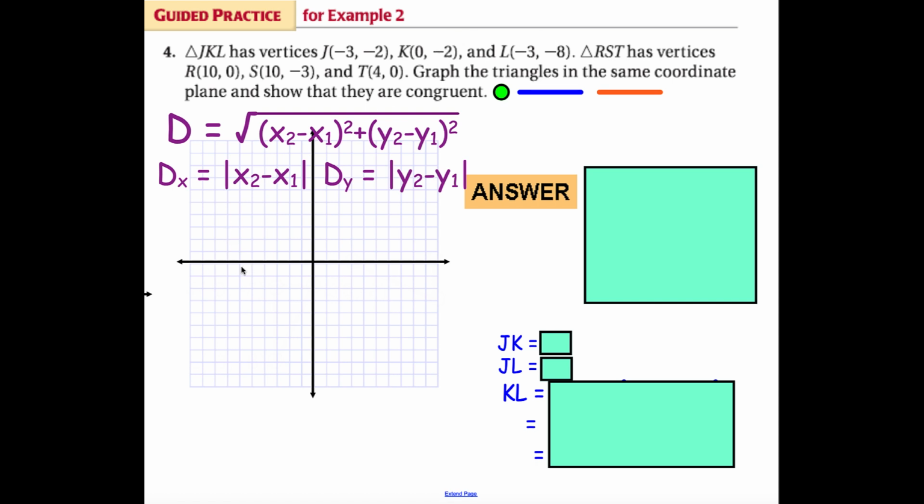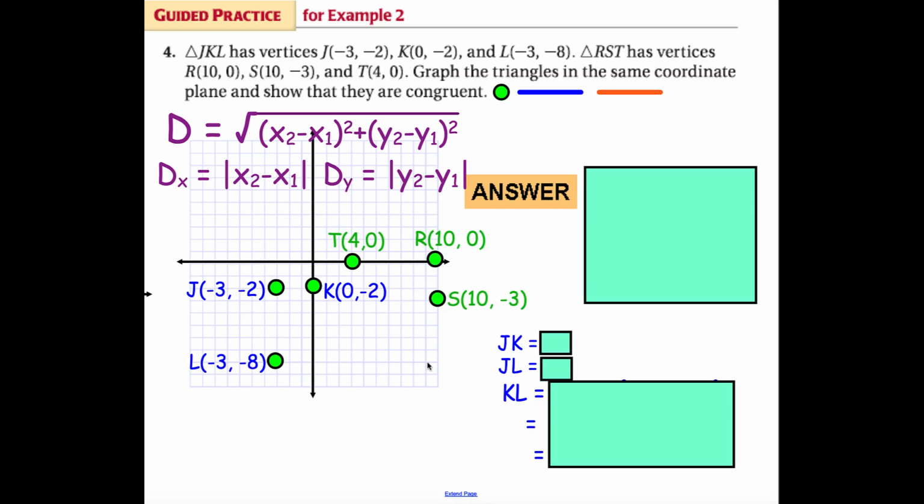I'm going to really quickly graph these points for you. So there's J, K, and L, and there's T, R, and S. Okay, and then of course we'll connect the dots. Look at that, two triangles, just like magic. All right. So are they congruent?